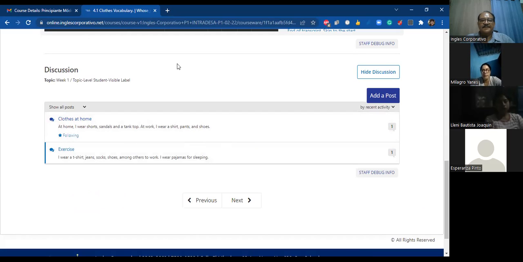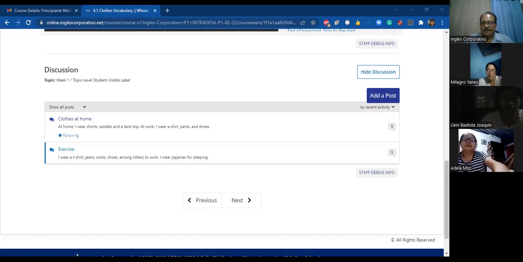You can use the chat. You can use the post. At home, I wear a cap. Yes, and a t-shirt. Okay, that's another one. Okay, escriban, escriban una oración. Ya sea en el trabajo o en la casa. Lo que se les ocurra.